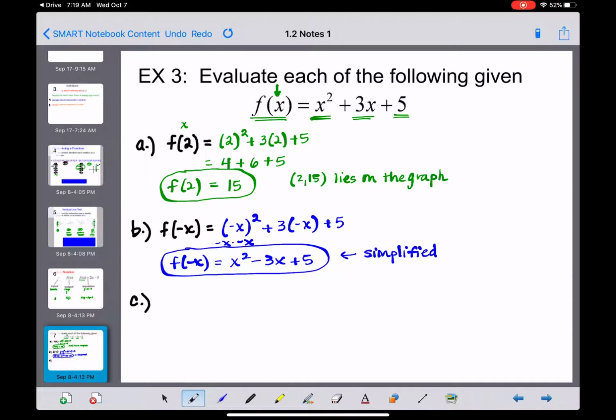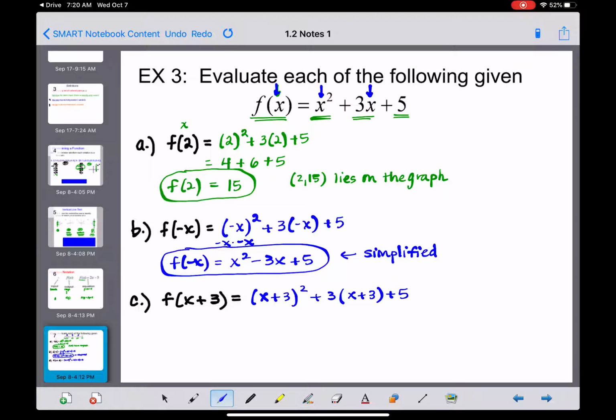Part C, a little more involved, f of x plus 3. Again, we're going to be using something like this a little bit later. So now what we're doing is in place of this x up here that we talked about, every time we see this x, we're going to be putting in the quantity of x plus 3. So again, parentheses are important. So we have the quantity of x plus 3 squared plus 3 times the quantity of x plus 3 plus 5.